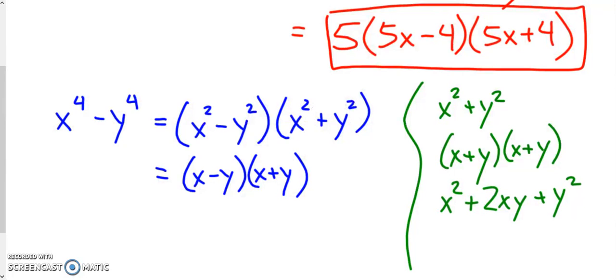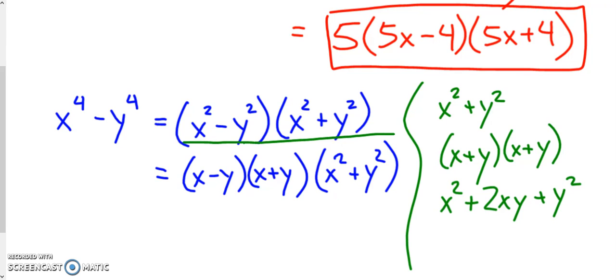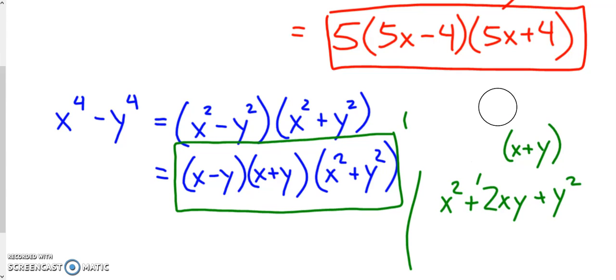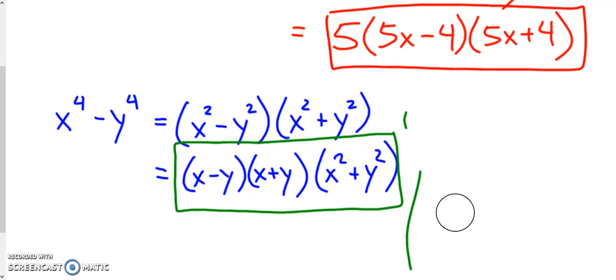So x squared plus y squared is not factorable, so you just bring that down. And you have something that's factored completely. I guess I should probably erase this just in case people are like, what is that? What does that mean? Anyway. So, let's try a couple more of that type, and then we'll call this a video.